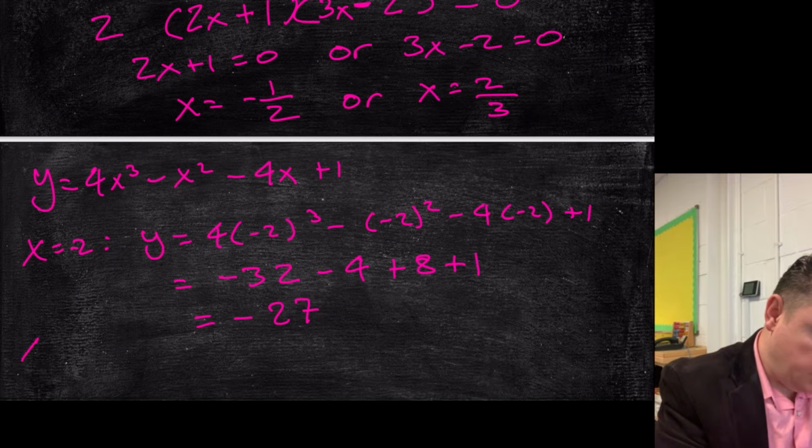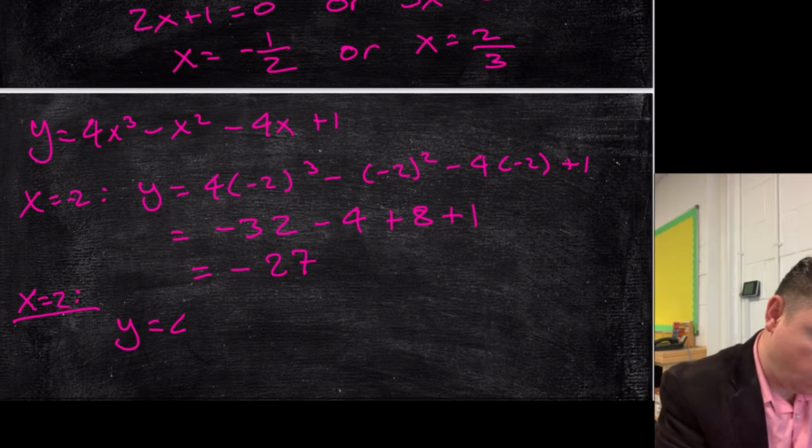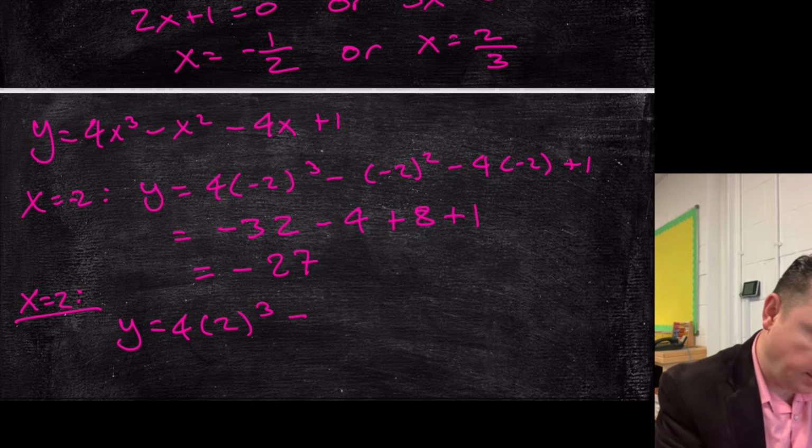Second one, x equal to 2. So y would equal 4 times 2 cubed, minus 2 squared, minus 4 times 2, plus 1.